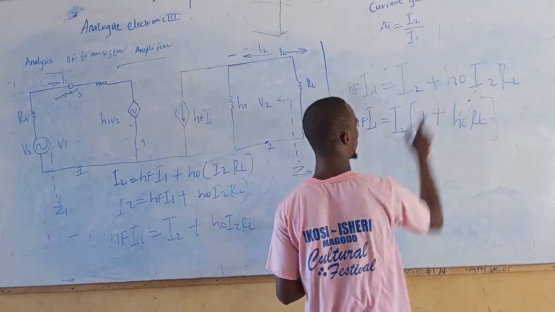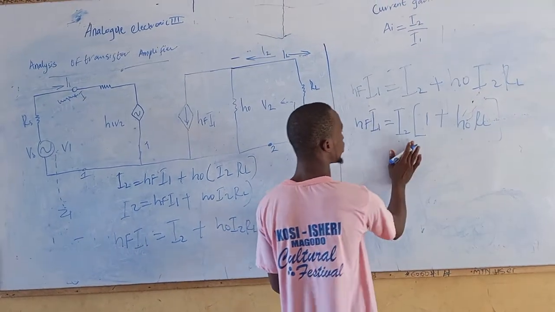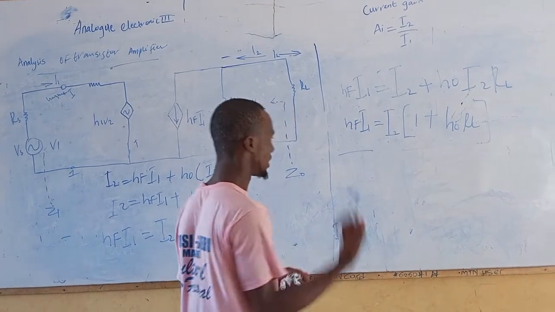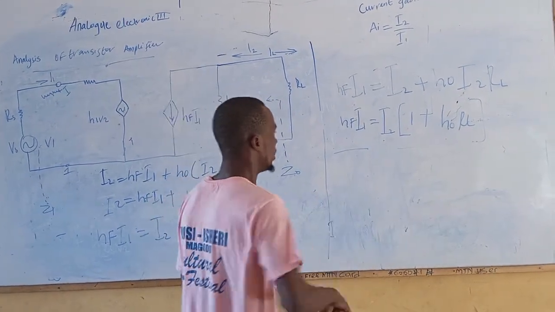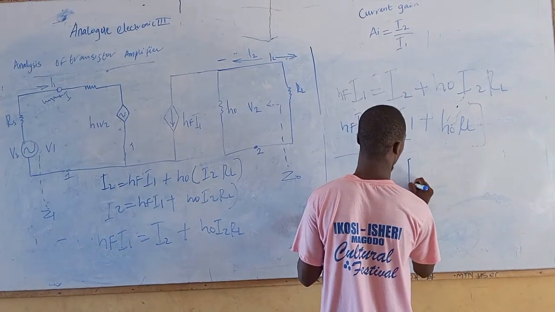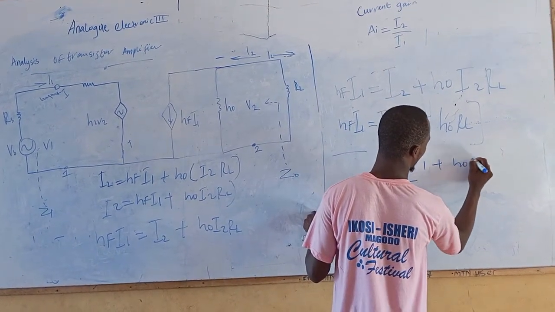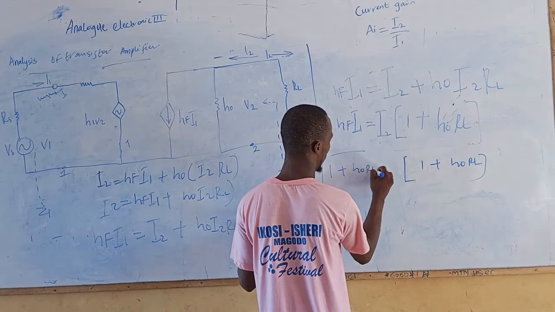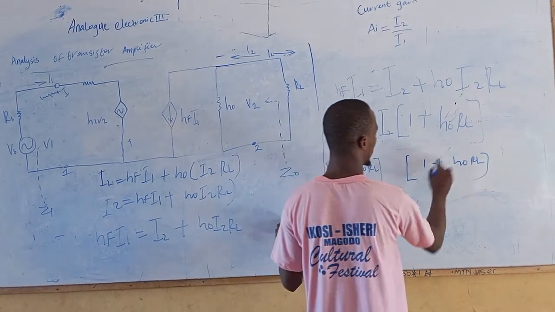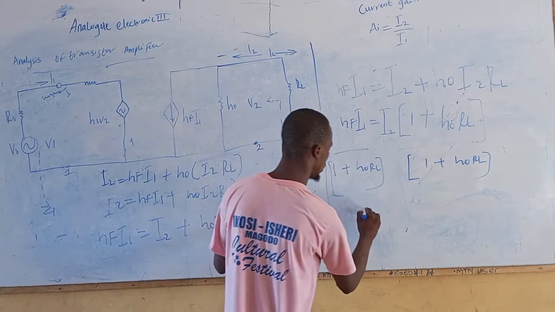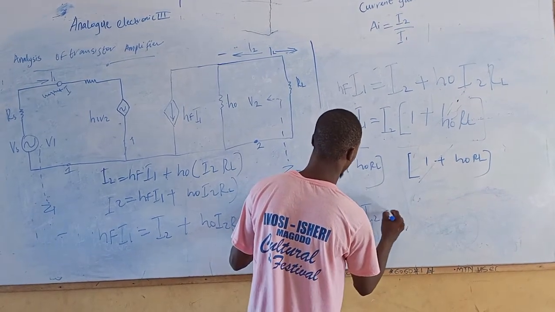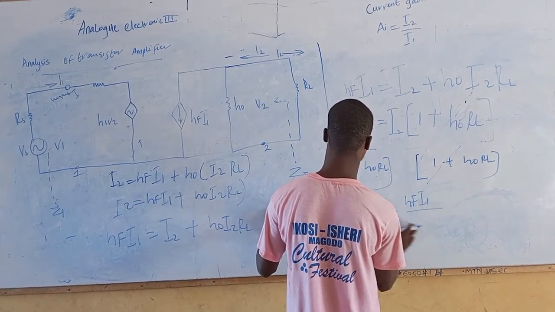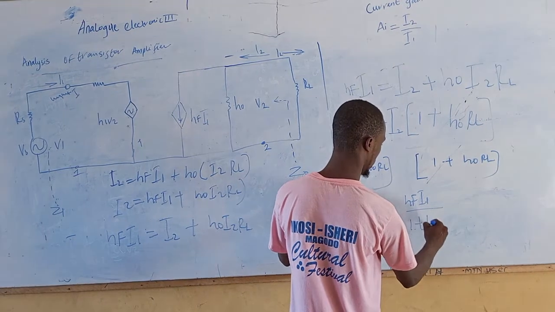So when we look it back, we should have something that is here. We want to make I2 the subject of the formula. So it is very easy. Since it's our target to make I2 the subject of formula, we have 1 plus HO R_L. In this aspect, I2 will now be HF I1 all over 1 plus HO R_L.